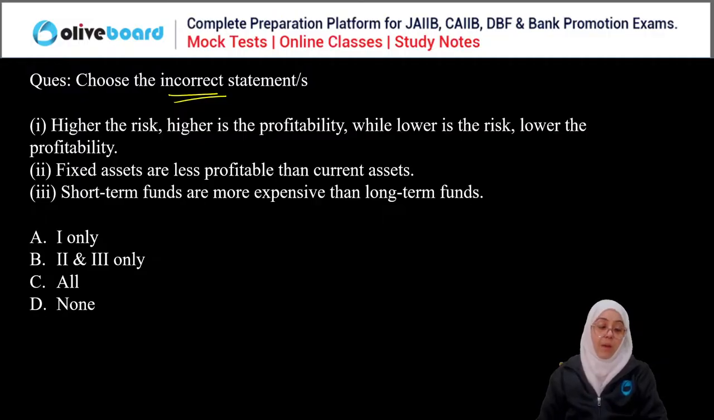Anju is saying B. Mansi is saying B. Yes, B is the correct answer. No, Sunil. Focus. We have to choose incorrect.